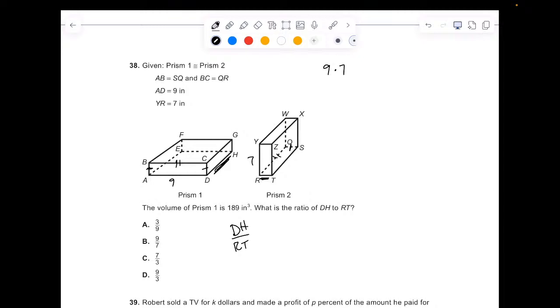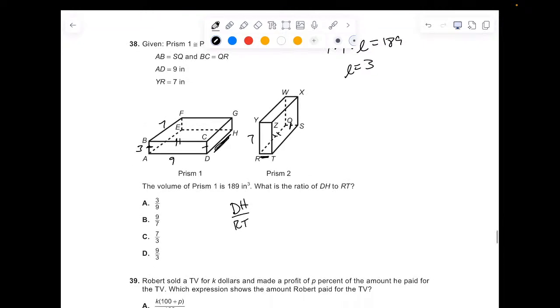9 times 7 times some length is equal to 189. That length is going to be equal to, get my calculator, 3. So let's label these. If that's 9, this is 7, this is 3. This is 9, this is 3. Okay, so DH is 7 over 3.